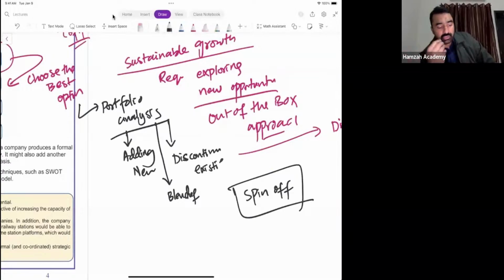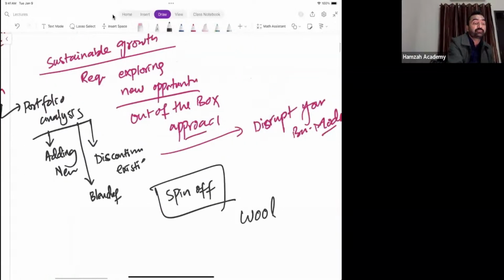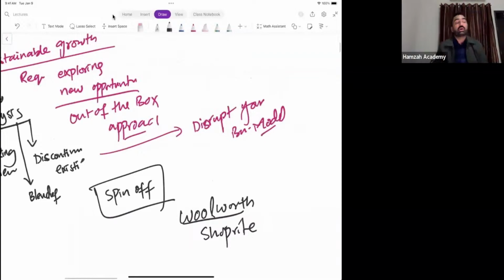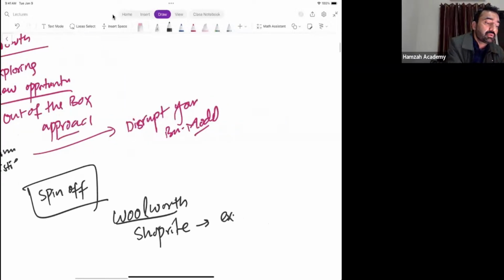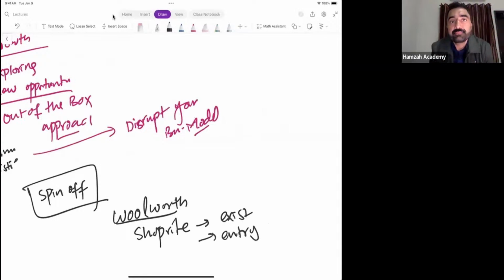For example, Woolworth is a South African brand. It also has subsidiaries in Australia. Or I can give the example of ShopRite too. ShopRite is also a South African brand, but I think ShopRite has already exited from Mauritius. Is it? ShopRite has left Mauritius already. So this is one example of strategies.